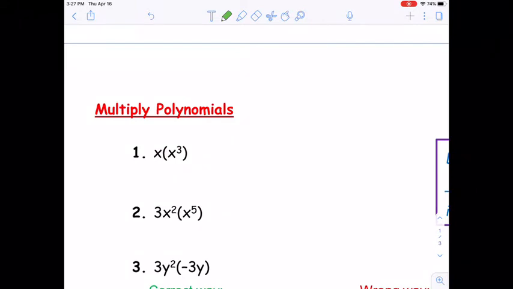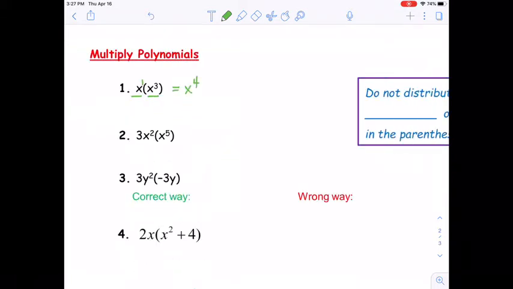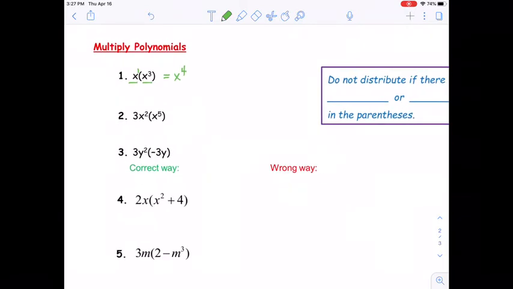Notice in this first one, it's a monomial times a monomial, one term times one term. So we're going to use the rules of exponents. If we multiply, we add the exponents. So this is x to the 4th power. I'll let you try the second one. Let's look at the third one.